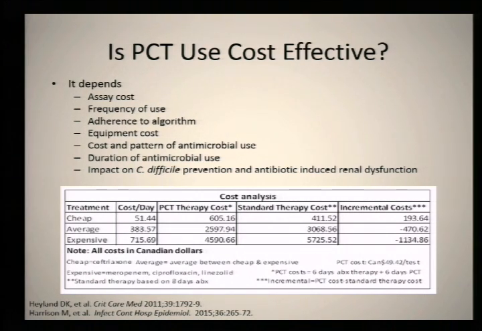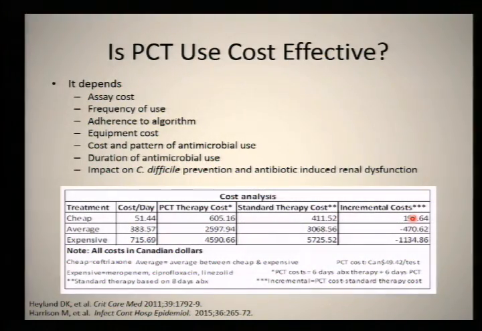Depends on how much a test costs, how often you're going to use it. Are you going to use it every day, every other day? Are people going to adhere to it? If people don't adhere to it, who cares how much it costs? It's a big waste. How much is it going to cost to buy the equipment? Am I going to have to put new equipment in? What's the antibiotic use that's going to be influenced based on this? How long do people typically use antibiotics in our facility? And then what about things that are harder to measure, like C. diff prevention and renal dysfunction from antibiotics? Typically, when you're making these cost-benefit analyses, you're looking at shorter length of stay, drug costs. How do you put C. diff in there?